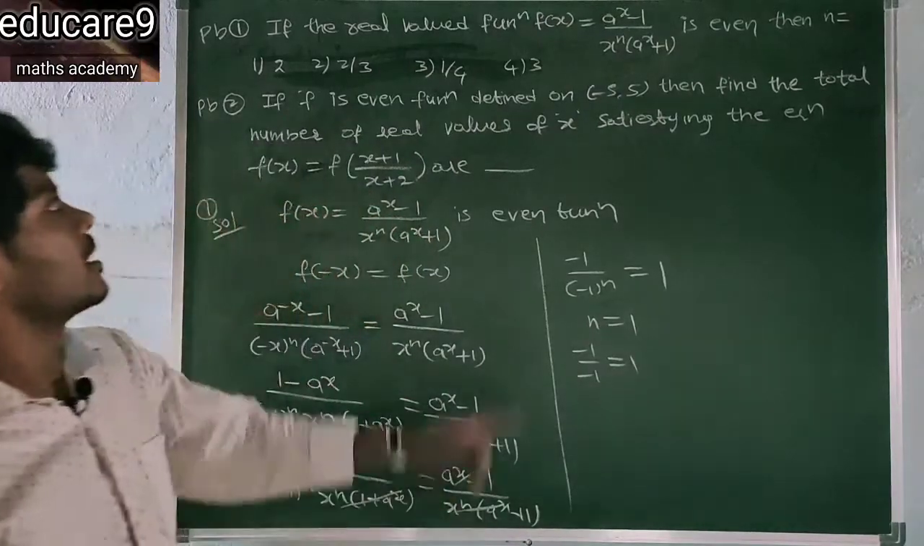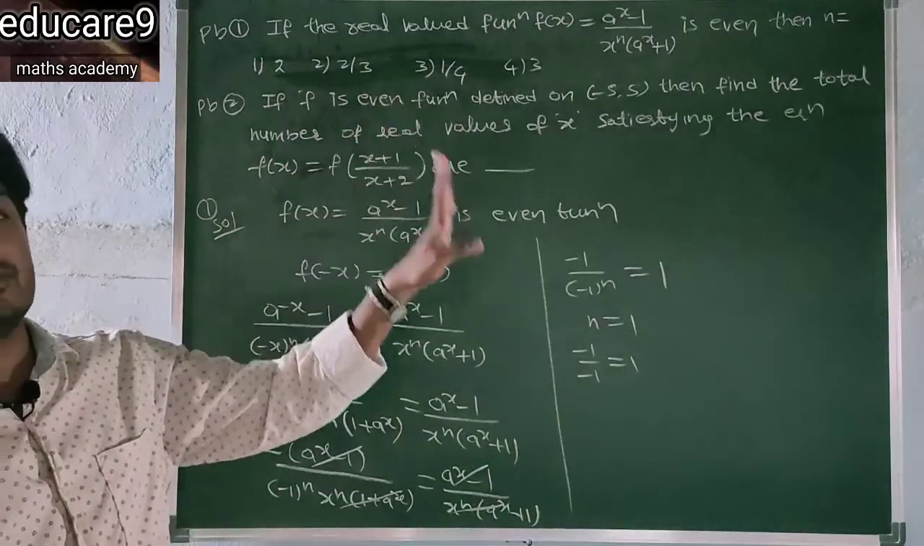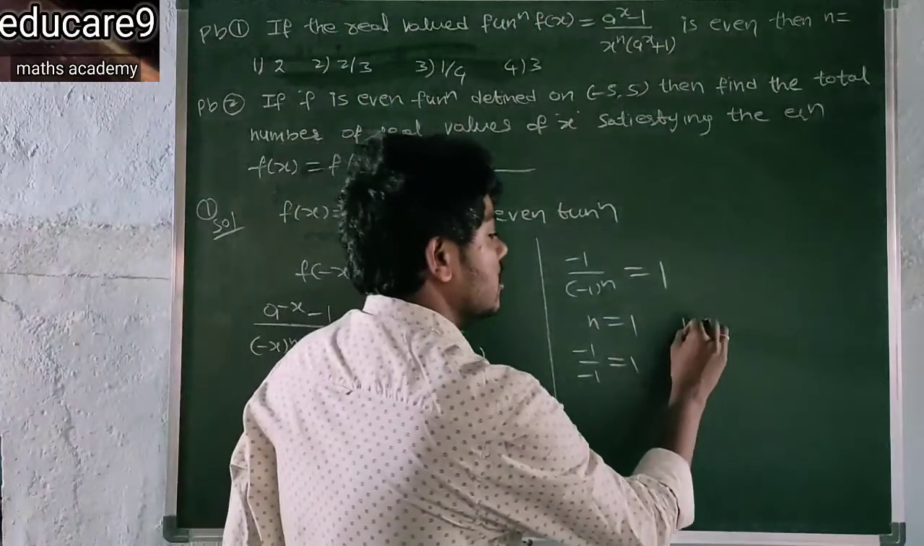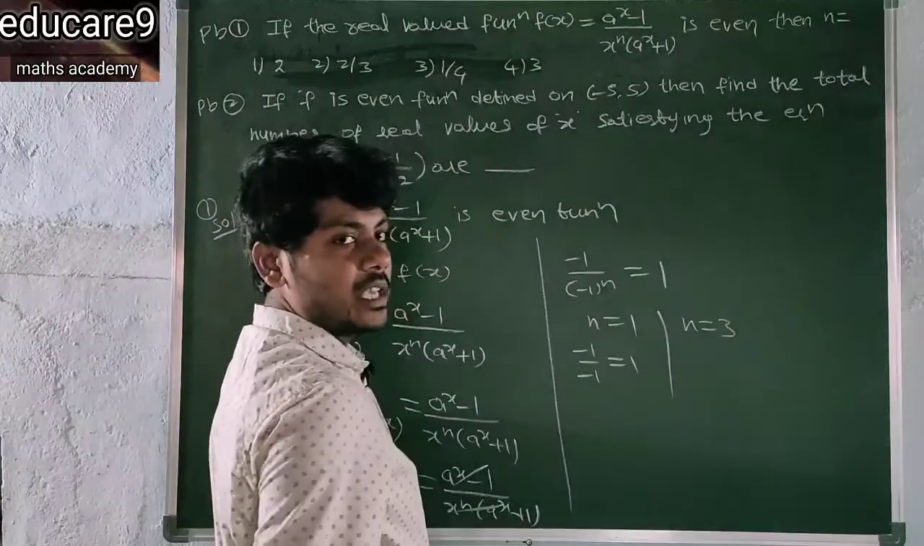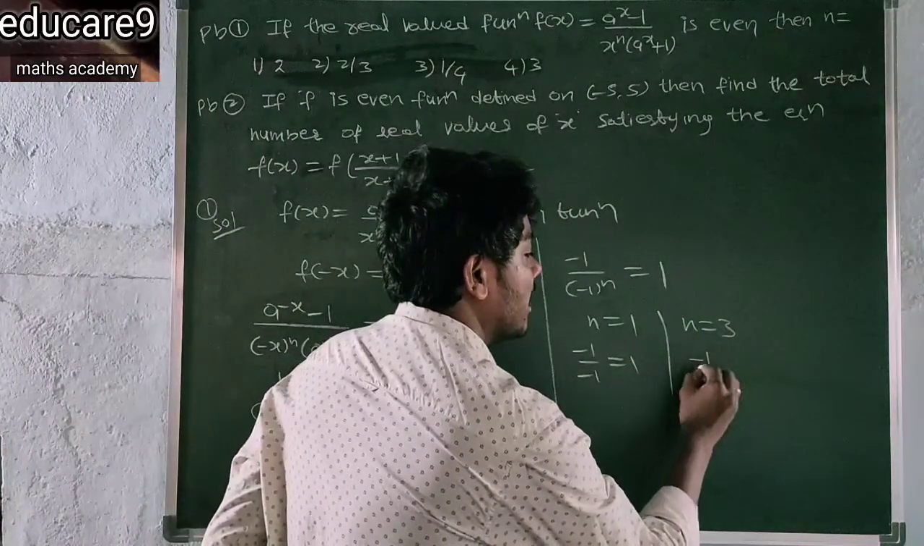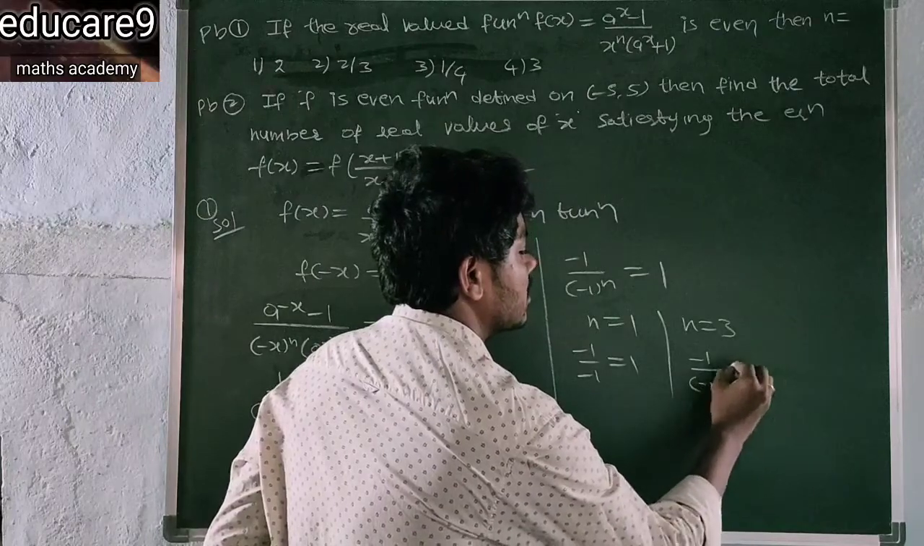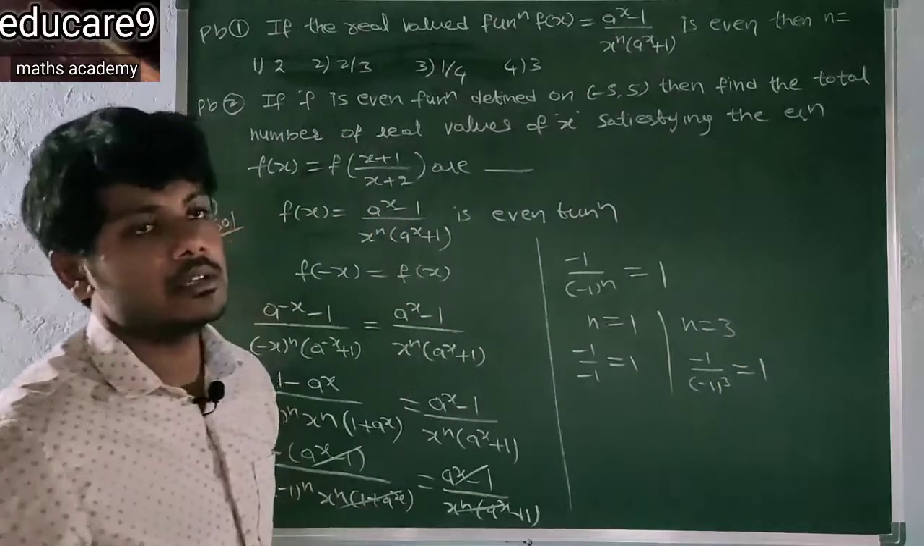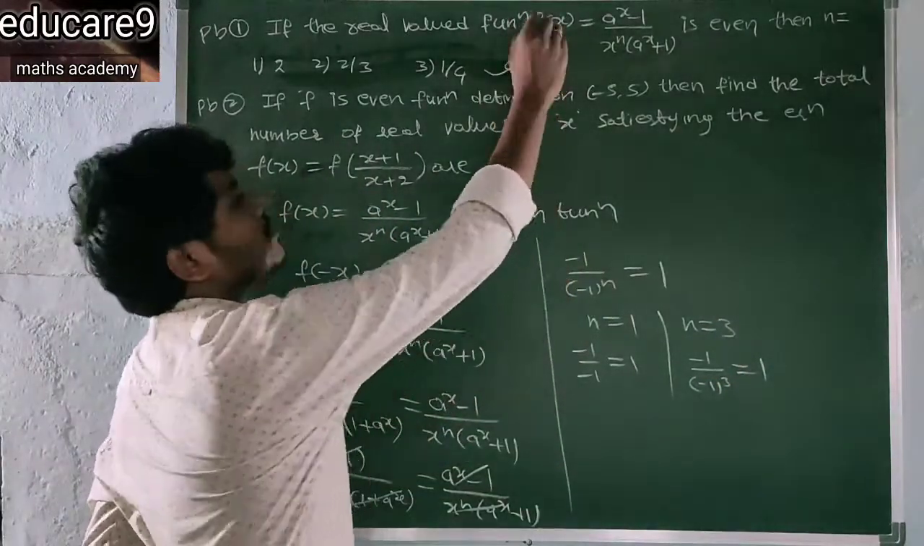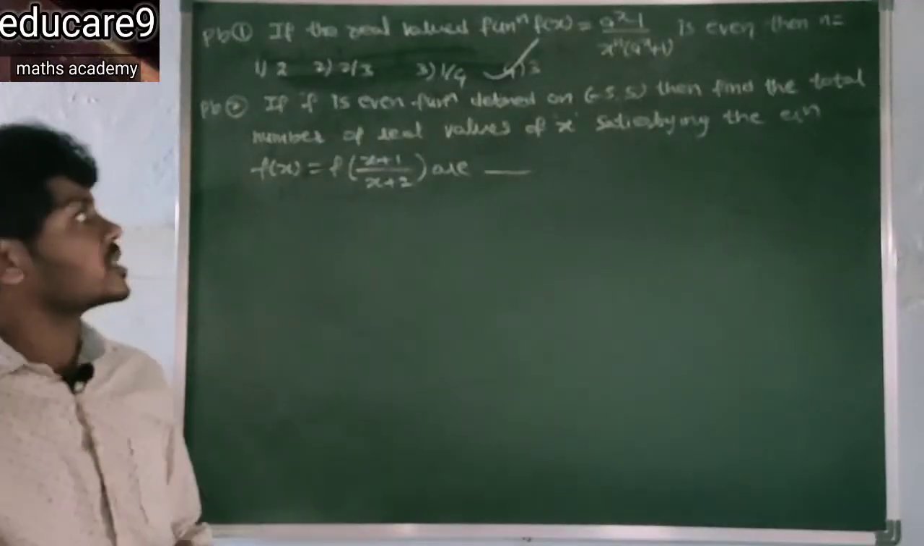But the options are 2, 2 by 3, 1 by 4, 3. So it is not there. If n is equal to 3, then −1 by (−1)^3, so clearly it is 1. So therefore option 4. See our next question.